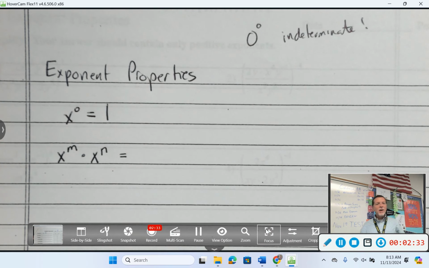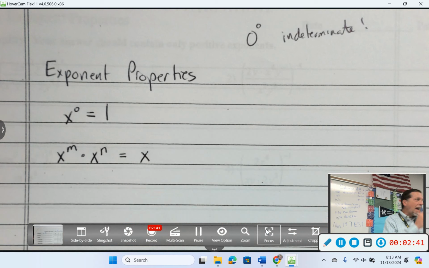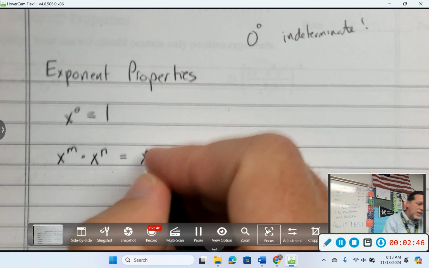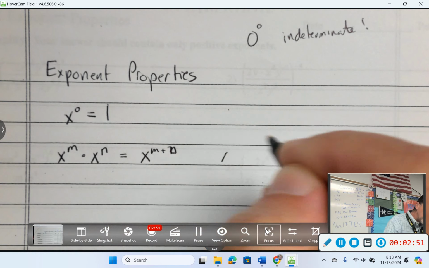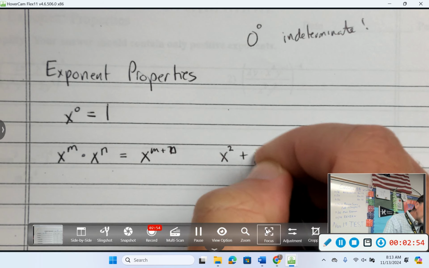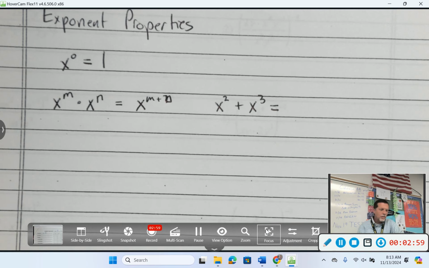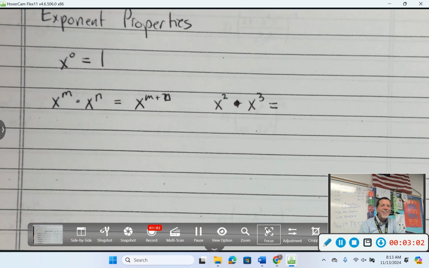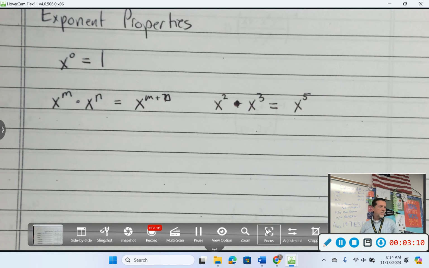How about x to the m times x to the n? The things would add, right? So m plus n, not m times n, m plus n. You don't need a cheat sheet for this. Here's another example that's maybe a little easier. X squared times x cubed. That's x to the 5th, because you add them.